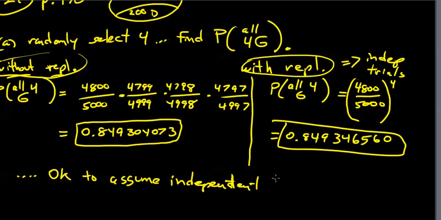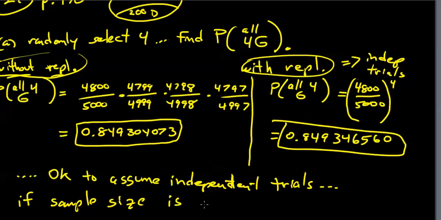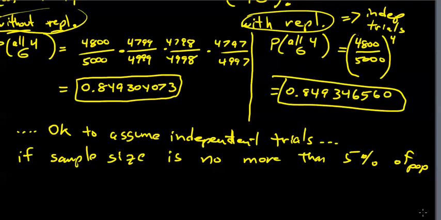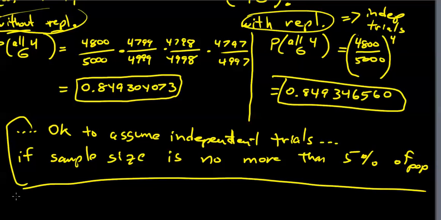Independent trials. Again, the book's guideline says if your sample size, and the sample size here was 4, is no more than 5% of the population from which it's drawn, that's what they call the 5% guideline. Write that down.